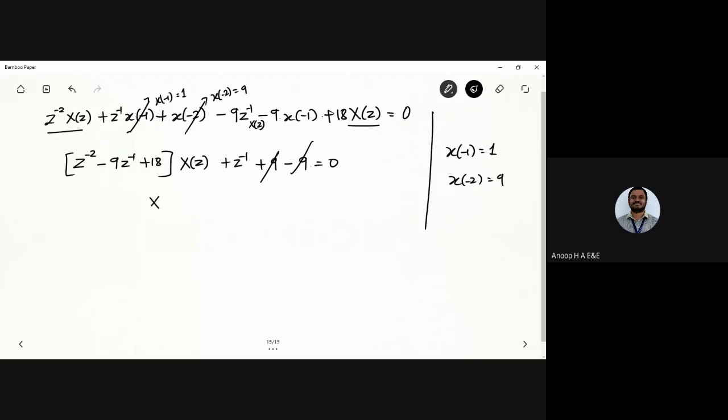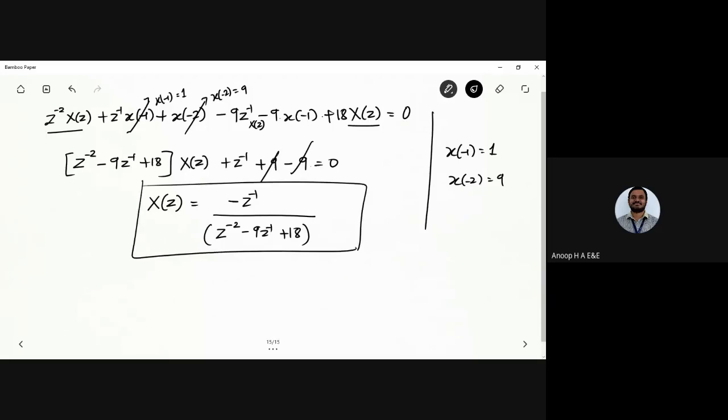So what I'll be doing here is, I can directly write X of z to be minus z inverse divided by z power minus 2 minus 9 z inverse plus 18. So I can write it like this as X of z, equal to minus z inverse divided by z power minus 2 minus 9 z inverse plus 18. So X of z would be equal to minus 1 divided by z, divided by 1 divided by z squared minus 9 divided by z plus 18.